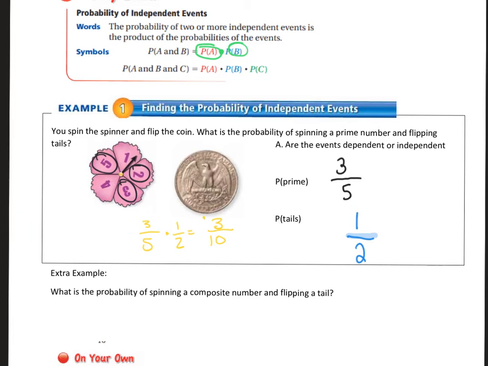So the probability of flipping the coin tails and spinning a prime is 3/10. Again, you can do this, multiply the probabilities, because these are independent events. Meaning, if you spin that spinner, it has no bearing on whether or not you are going to flip a tail or a head. Okay, we'll get to some next lesson, where we will talk about dependent events, and you cannot just multiply.